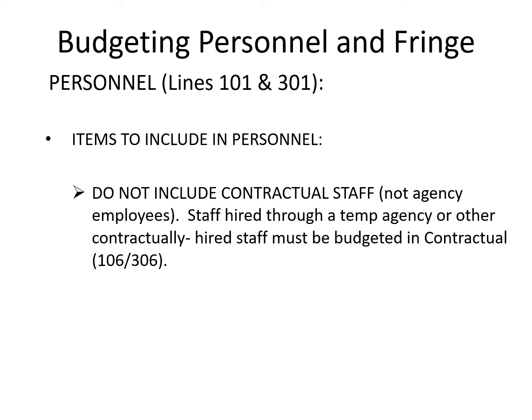The items to include in personnel, obviously you include all the personnel costs for the grant that you're budgeting, but one particular item to take note of is that you do not include contractual staff on the personnel and fringe tabs. If they're not an agency employee, if you're contracting for their services, then the staff hired through a temp agency or other contractually hired staff must be budgeted in the contractual line item, which is 106 for program support and 306 for admin. So please pay attention to that as you're preparing this portion of the budget.